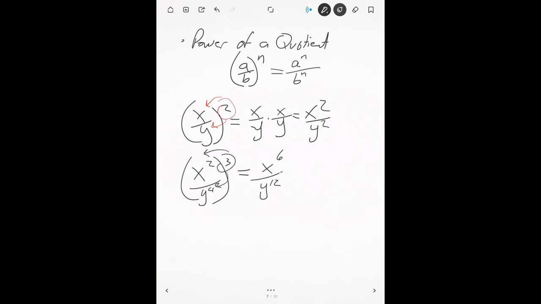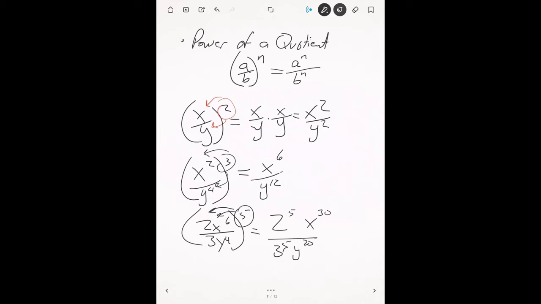And let's try one more for good measure. 2x to the 6th over 3y to the 4th. This whole thing to the 5th power. So we're going to have to apply this in a couple different ways. First, we're going to apply it to the numerator. And that means I have to apply this 5 to everything in the numerator, number included. So I have 2 to the 5th, x to the 30th over 3 to the 5th, y to the 20th. And there I go. That's going to be my final solution.